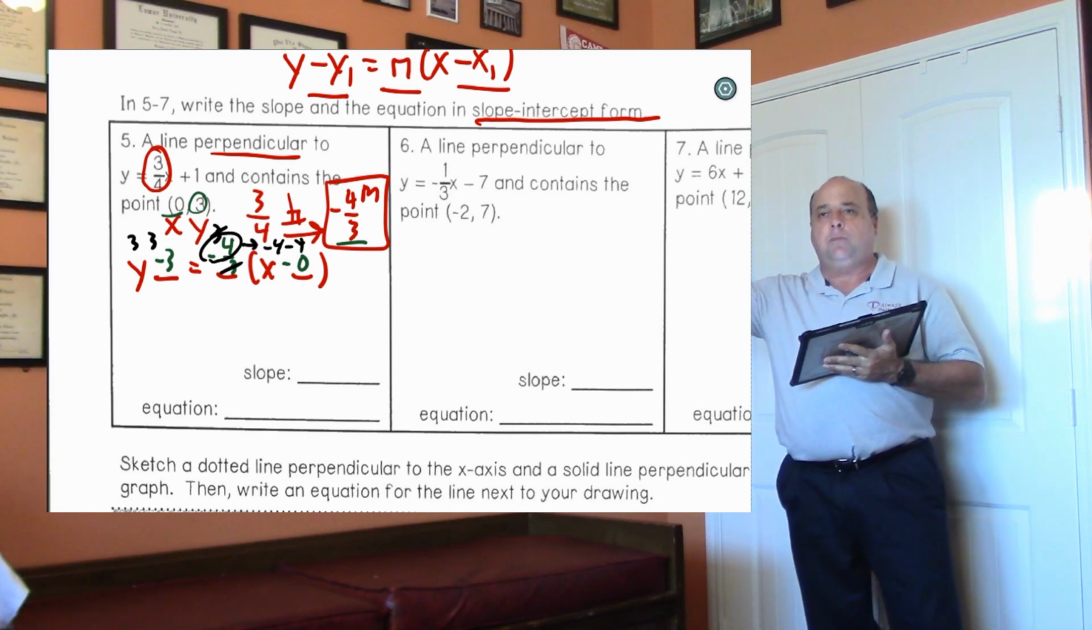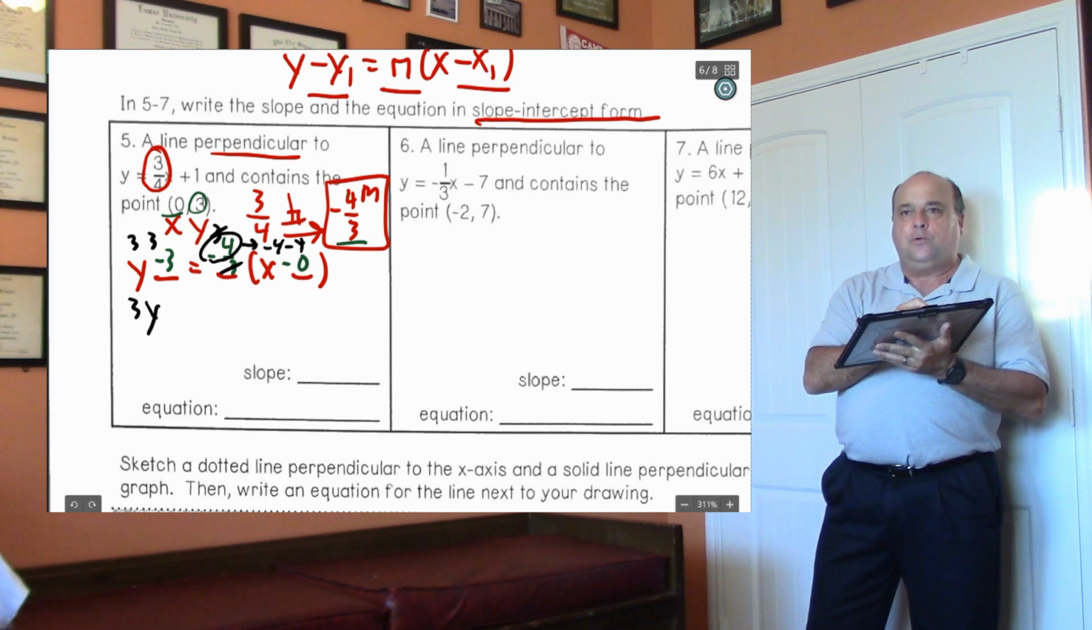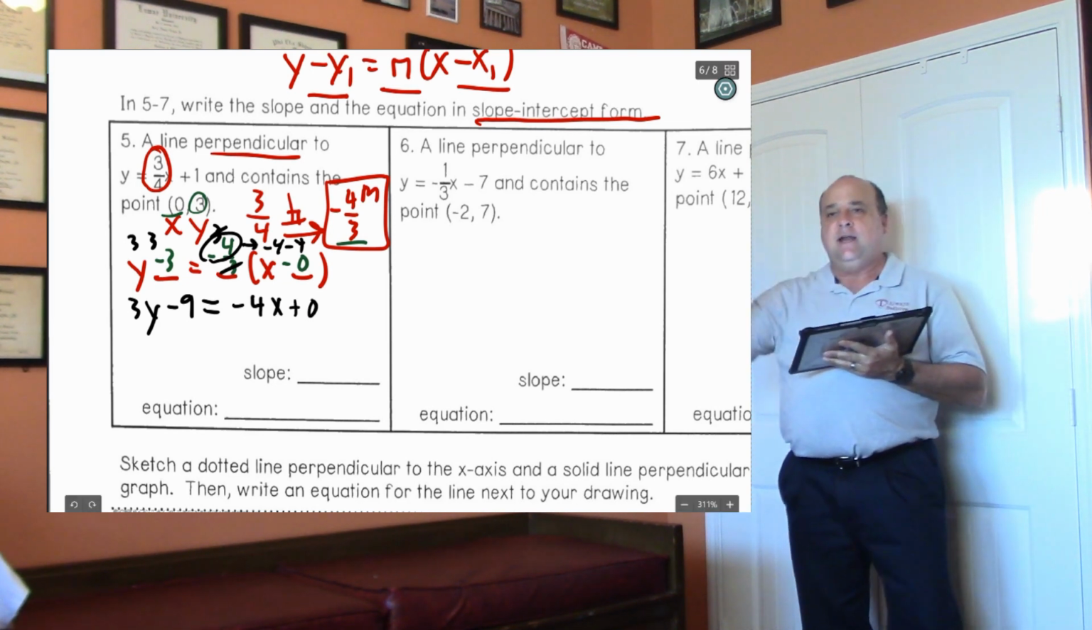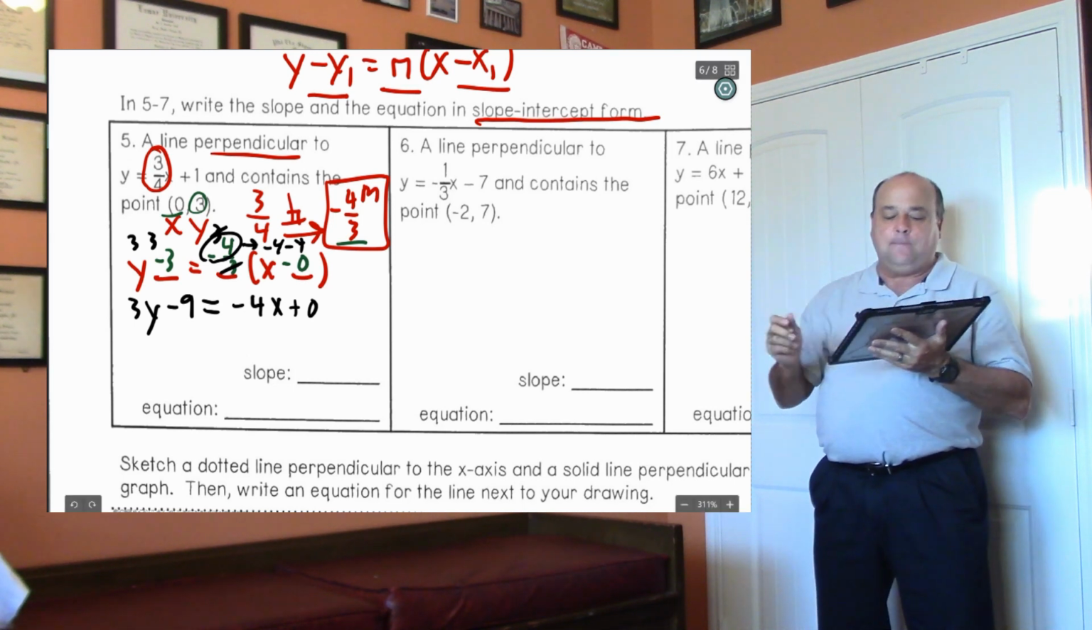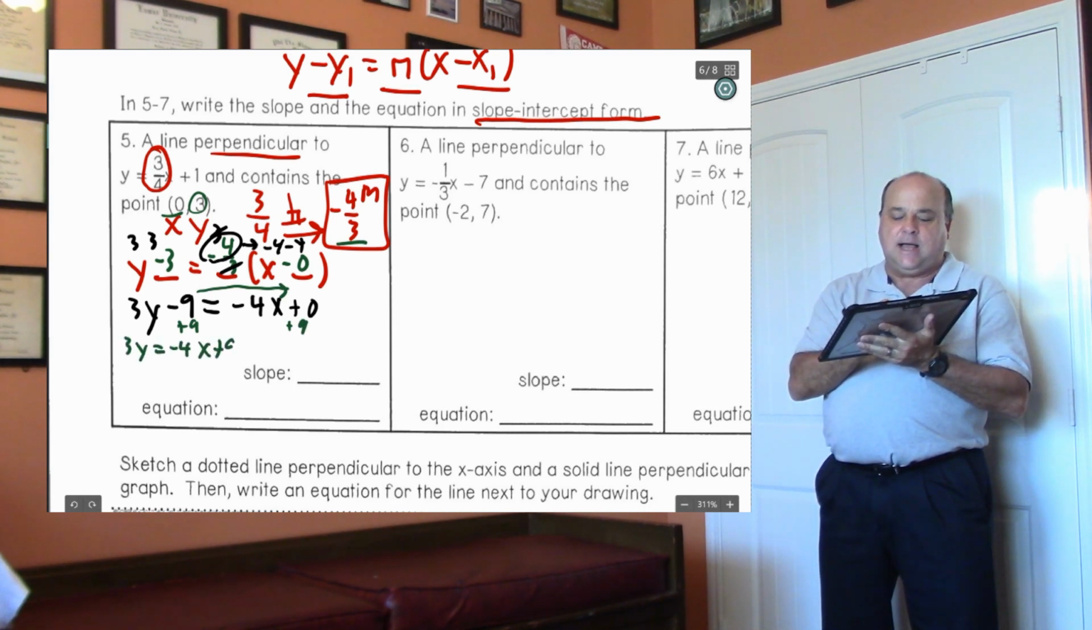Now then we're going to multiply. 3 times y is 3y. 3 times negative 3 is negative 9, equals negative 4 times x is negative 4x. Negative 4 times 0, I'm going to put plus 0. The next step is to move that 9. So I'm going to take the 9 and move it across. And I'm going to end up with 3y equals negative 4x plus 9.